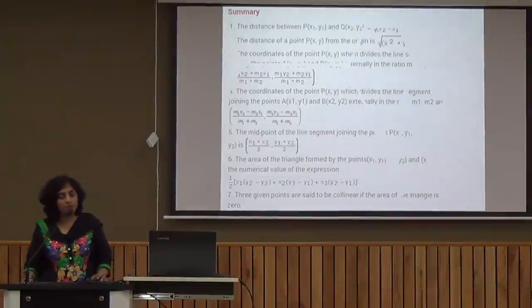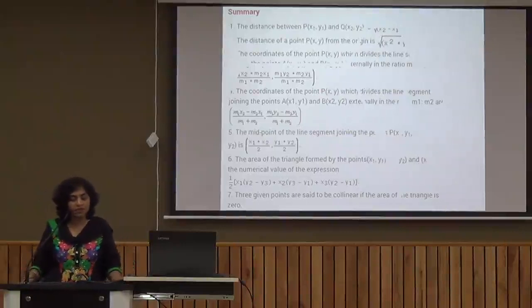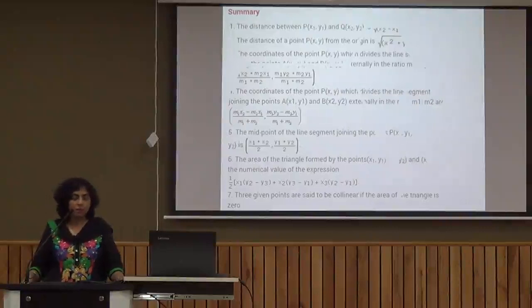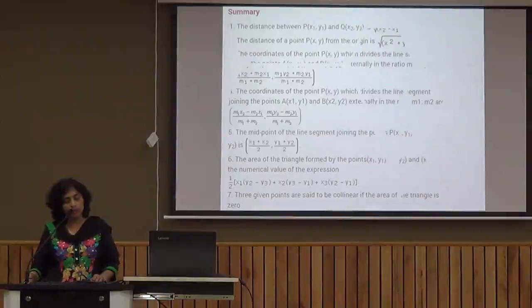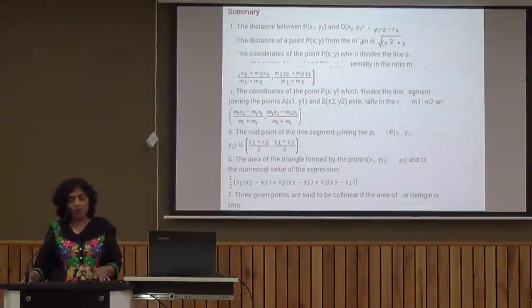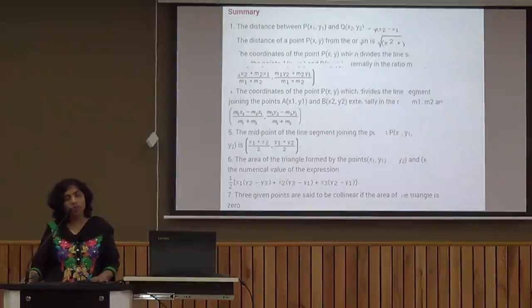The coordinates of the point P (x, y), which divides the given line segment in the ratio m1:m2, are (m1 x2 plus m2 x1) upon (m1 plus m2) and (m1 y2 plus m2 y1) upon (m1 plus m2). The coordinates of the point which divides the line segment joining the points externally are (m1 x2 minus m2 x1) upon (m1 plus m2), and (m1 y2 minus m2 y1) upon (m1 plus m2). And the midpoint of the line segment joining the points is (x1 plus x2) upon 2 and (y1 plus y2) upon 2.